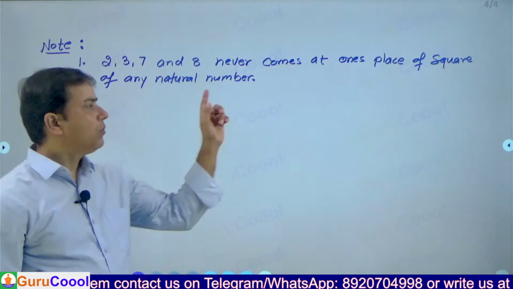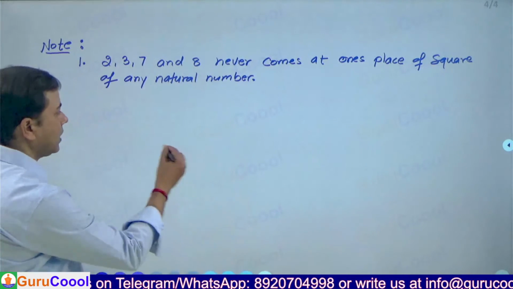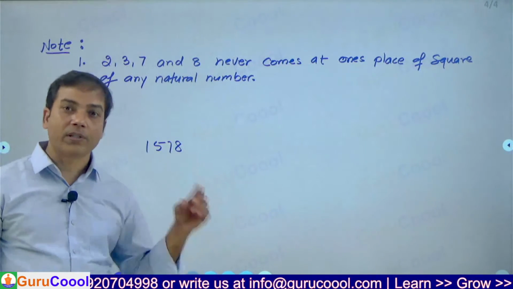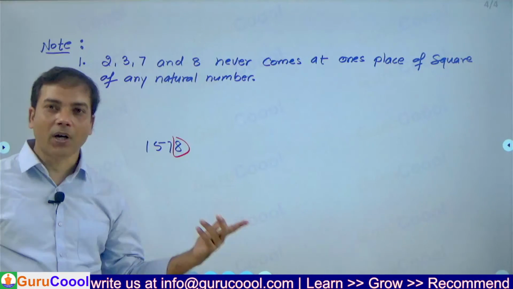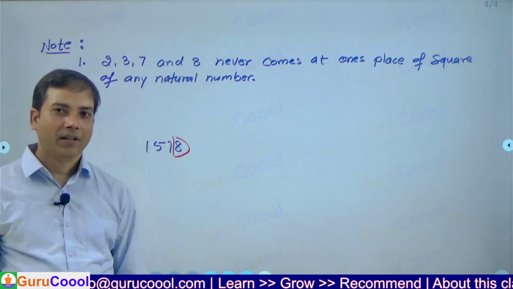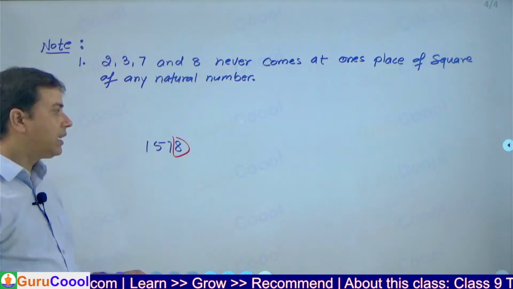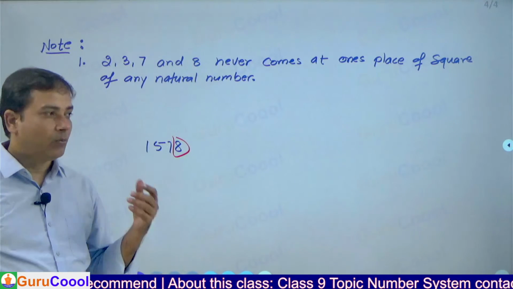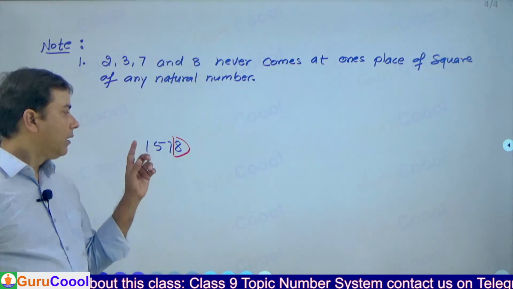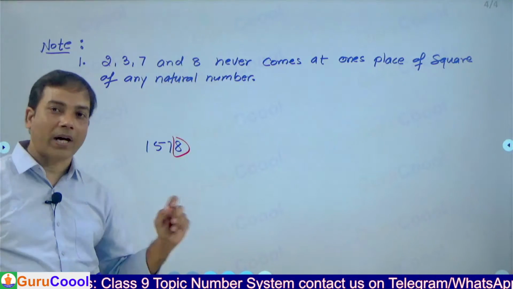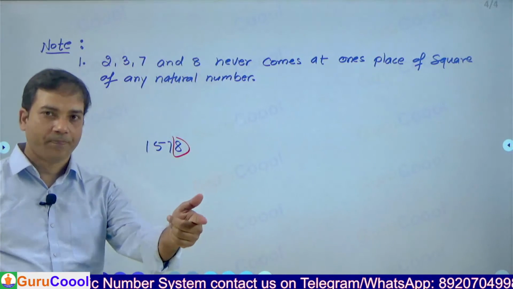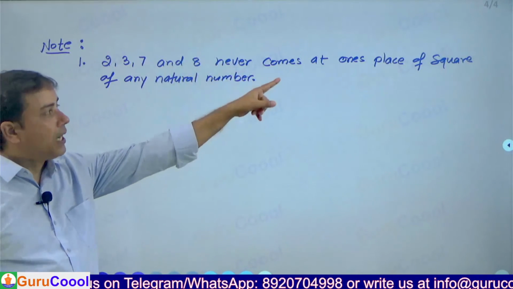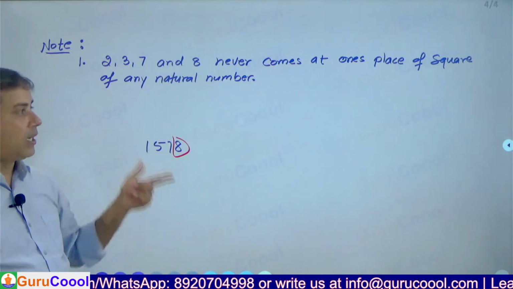So how is this helpful? Suppose someone randomly tells us 1578, tell me whether it is a square number or not. You will say no, one's place is 8. It's not possible. Without checking much, you can quickly say this is not a square number, because 2, 3, 7 and 8 never come at one's place of the square of any natural number.